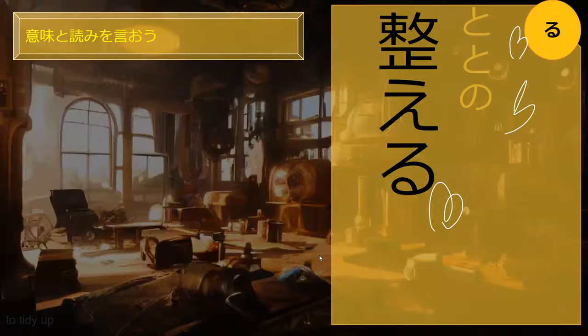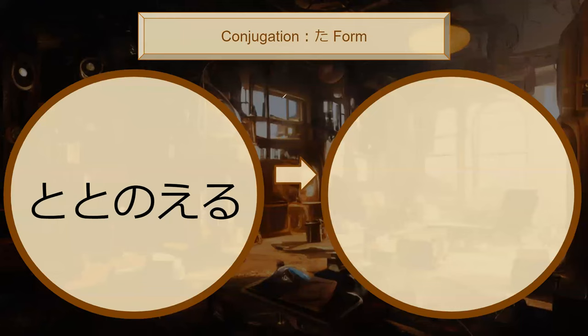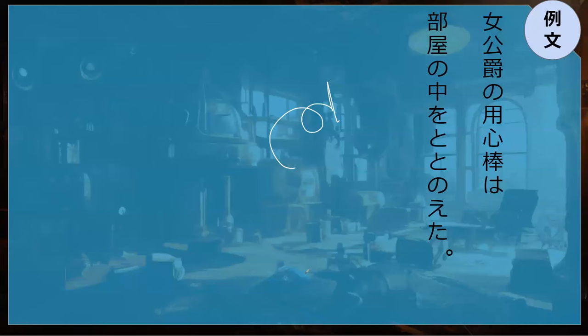Perfect. Our next word, totonoeru, is a ru verb, and it means to tidy up. What is the ta form of totonoeru, which is a ru verb? Totonoeta. Is there a glottal stop there? Hi. No glottal stop. Perfect.